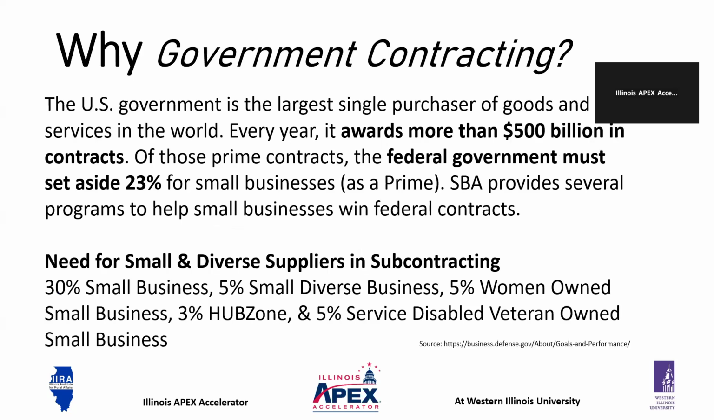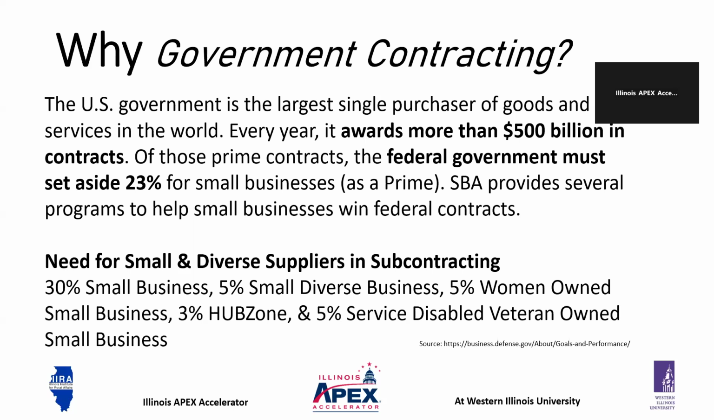So why would anyone want to work with the U.S. government? For one, it's the largest purchaser of goods and services in the world. Every year, the government awards more than $500 billion in government contracts. Of those prime contracts, the federal government must set aside nearly a quarter, 23%, to small businesses.